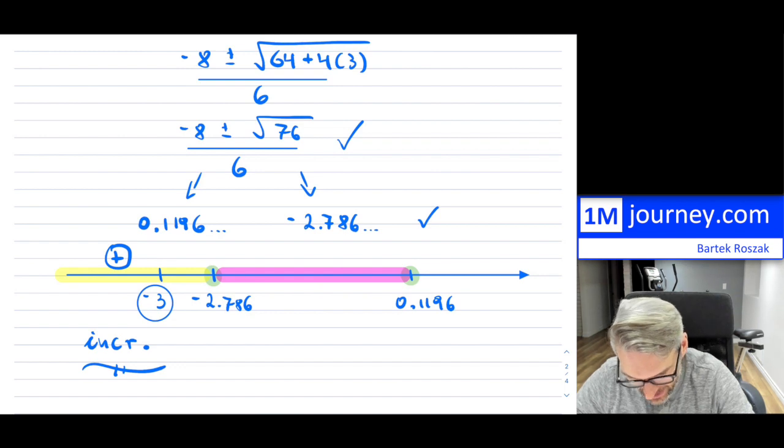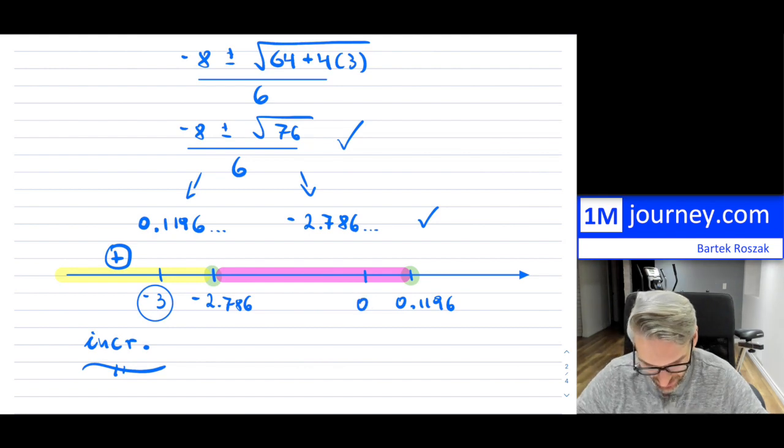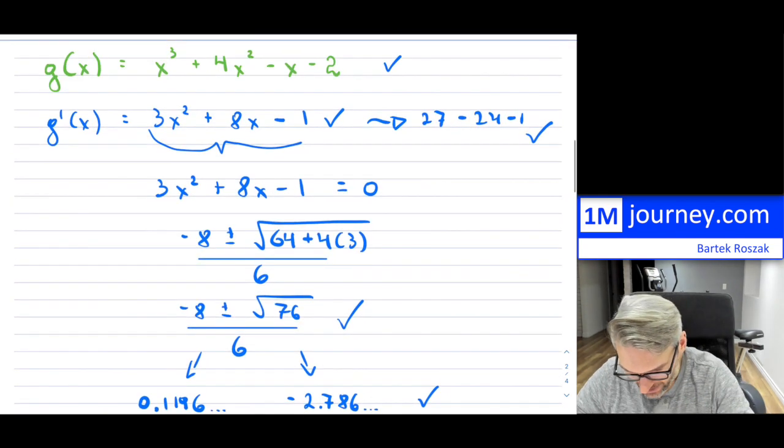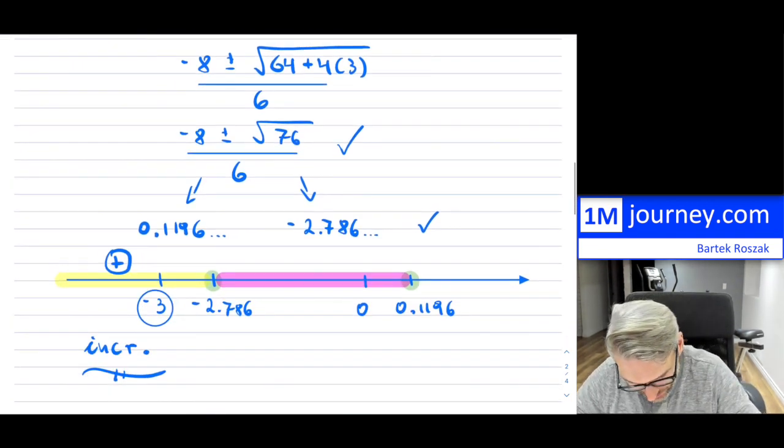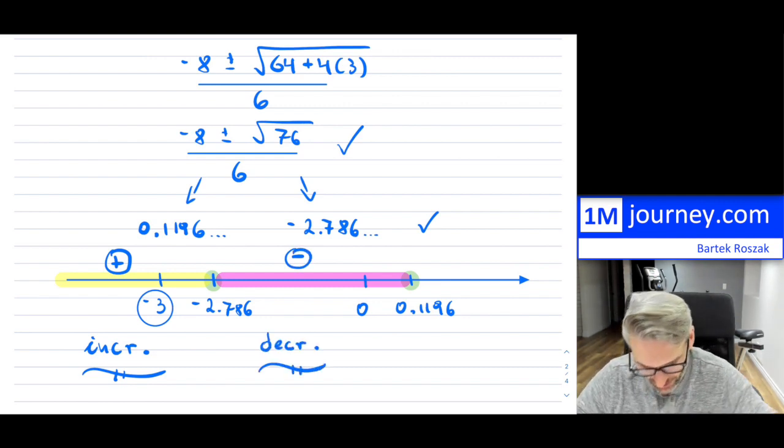Now a nice test point here would be 0. So I know 0 is probably somewhere all the way over here, but it's much nicer to just plug that in, because if I plug in 0 into here, that's going to be just -1. So indeed, this is negative. The derivative is negative here, so the function is decreasing on this interval.